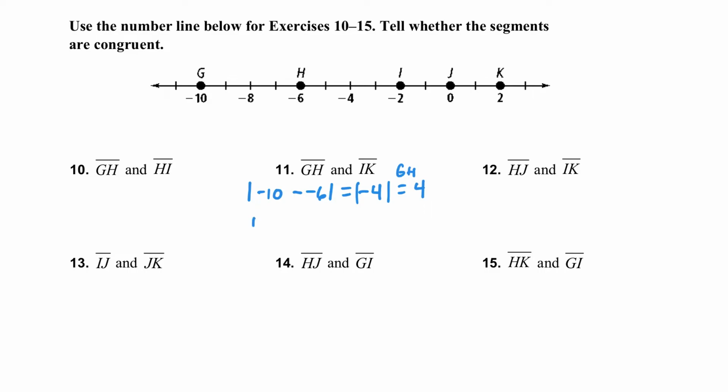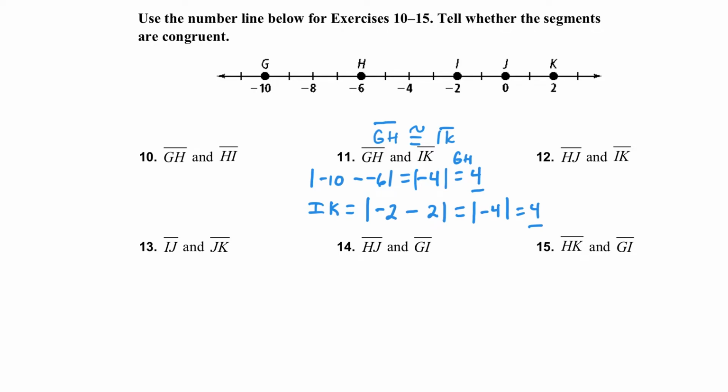Now you have to find the distance from I to K. So how do you find the distance from I to K? It's going to be the absolute value of the location of I, which is -2, minus 2, and you find the absolute value. -2 minus 2 gives you the absolute value of -4. So -4 is how far from 0? It's 4. So you notice that the two are congruent. So this is how you write the statement. You have line segment GH, then the congruent symbol, and then you have IK.